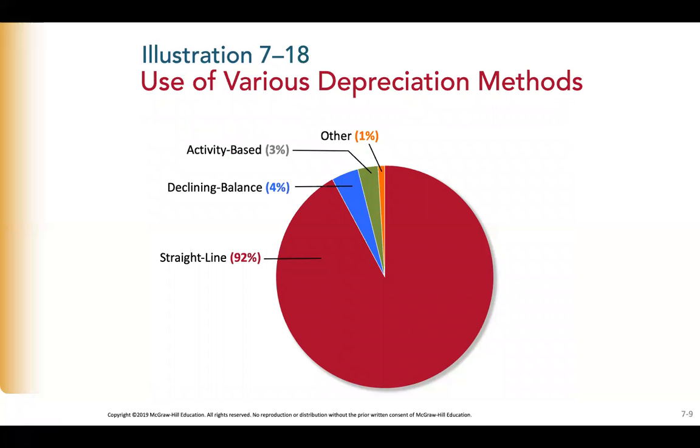If you look at a breakout, you'll see that 92% of U.S. companies use straight line method over declining balance, activity-based, or other. It's the most popular method used. So why do so many companies use the straight line method? Many probably believe they realize benefits from the plant assets approximately evenly over the asset service lives. One motivating factor has certainly got to be that straight line is the easiest method to apply.